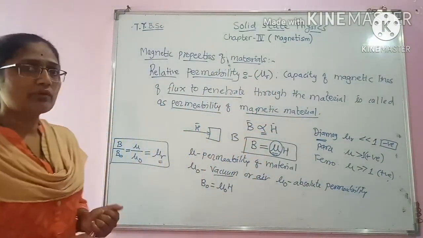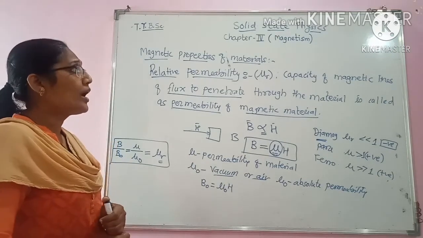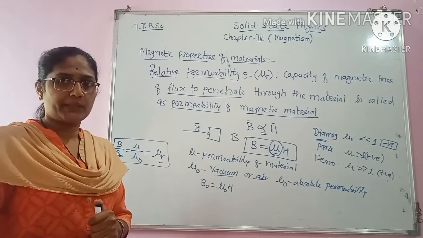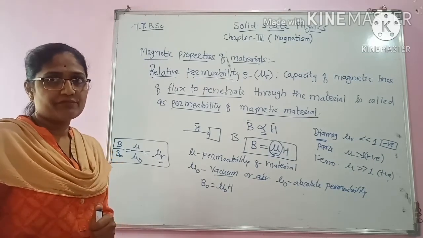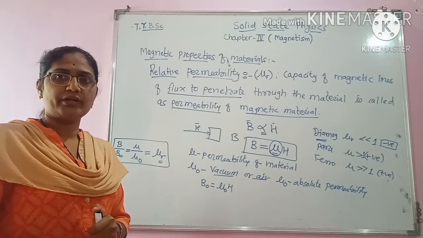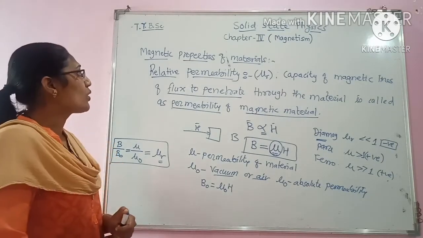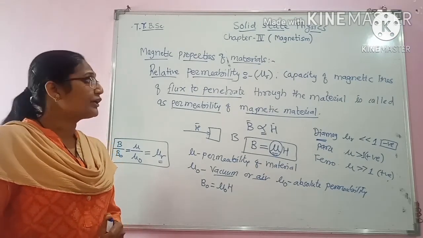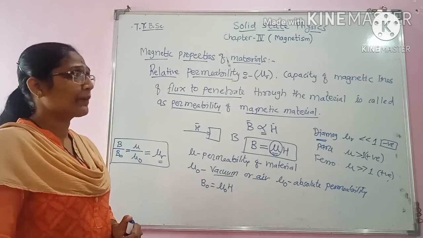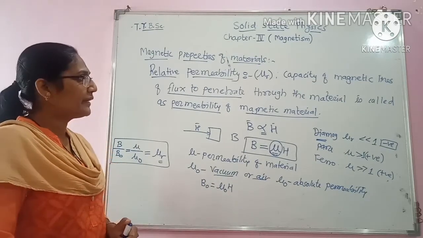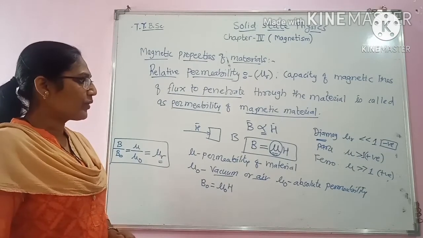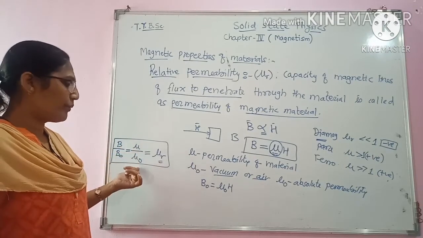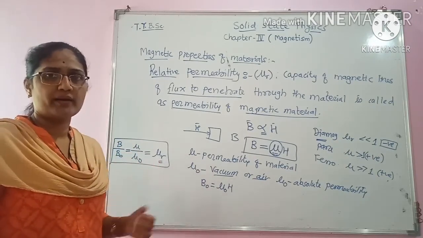In this way, we have covered two points related to the magnetic properties of materials. Diamagnetic, paramagnetic and ferromagnetic materials are classified on the basis of magnetic susceptibility value and also on the basis of the permeability or relative permeability of the material. Relative permeability is related to the capacity of magnetic lines of flux to penetrate through the material, and its formula is B upon B naught is equal to mu upon mu naught is equal to mu r. Thank you.